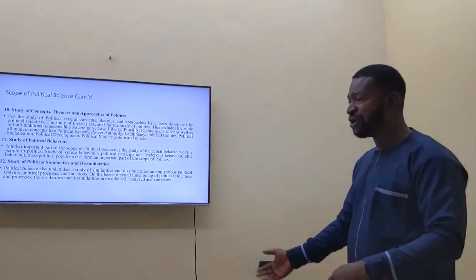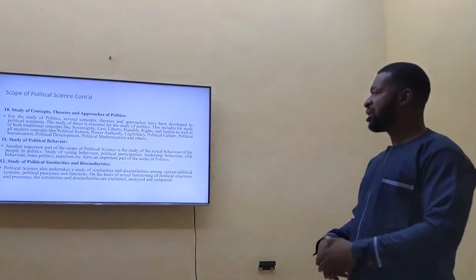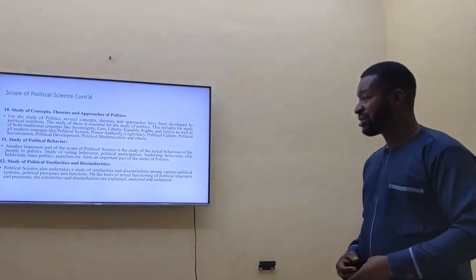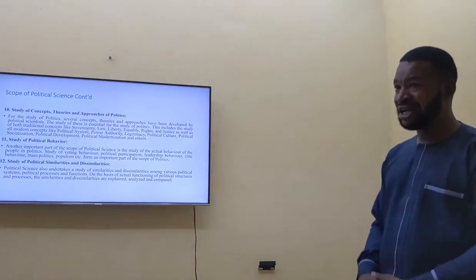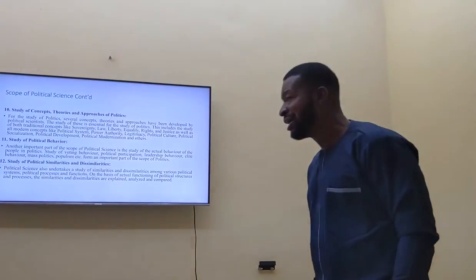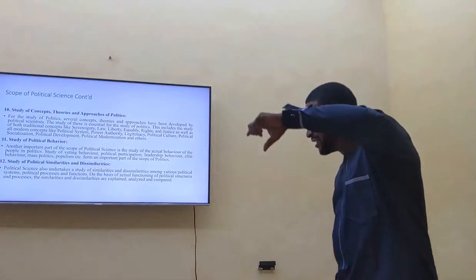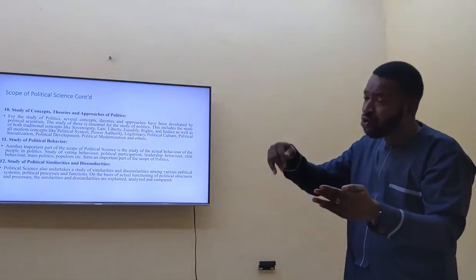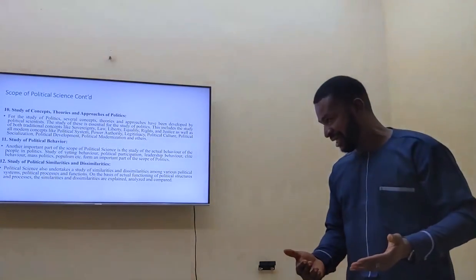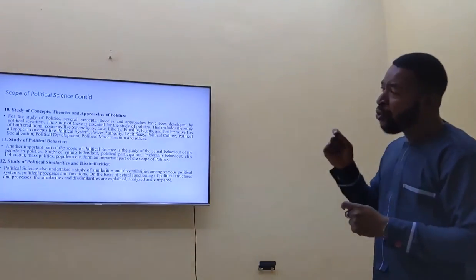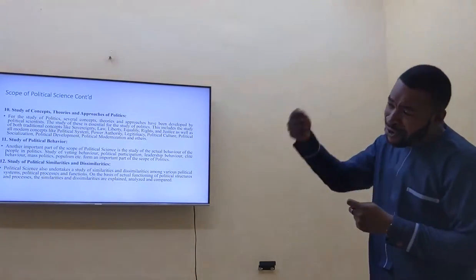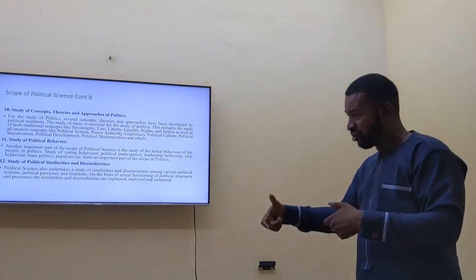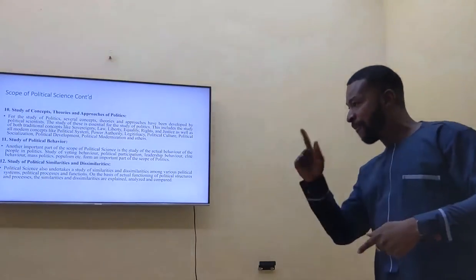Another one is the study of political behavior. This is one thing that has emerged in politics. It's a new field that has emerged in political science, where people are saying that interest is no longer in the state itself. The state doesn't act on its own. There are individuals, human beings, that act in the state. And because there are individuals, we are not going to focus on the state. Rather, we are going to focus on those individuals that act on behalf of the state.